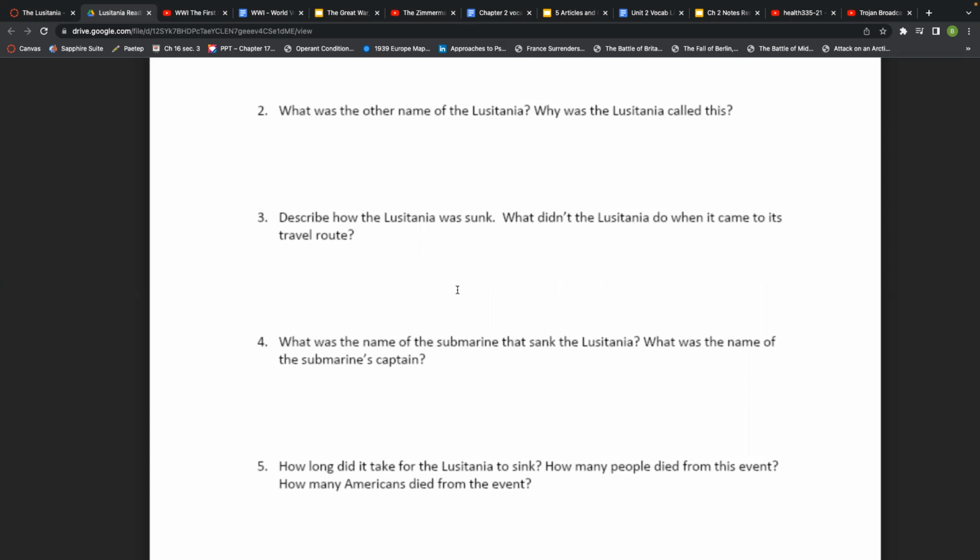So it wasn't moving in zigzags here. It wasn't moving at the speeds it normally goes because of the foggy conditions. So that's number three. Number four. What was the name of the submarine that sank the Lusitania? What was the name of the submarine's captain? You had to read a little bit, maybe off to the side, for this. What do you got?